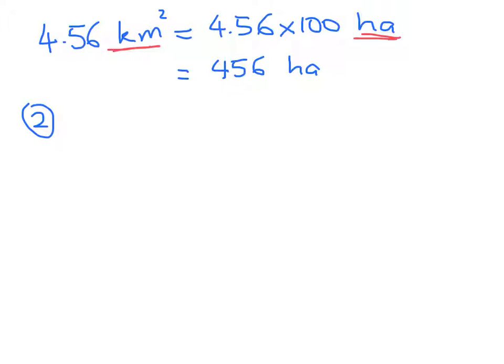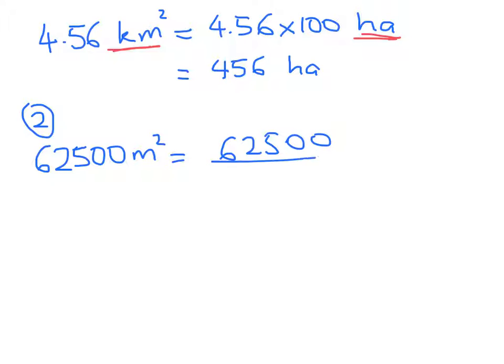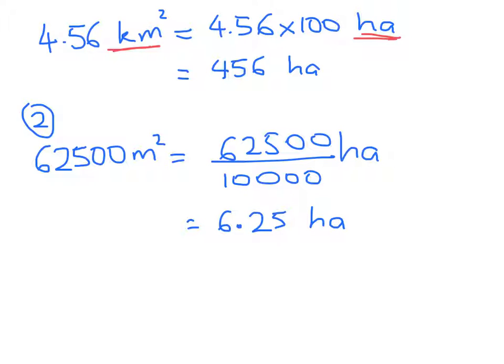On to question 2. Here we're converting from a small unit to a big one. So 62,500 metres squared is equal to 62,500 divided by 10,000 hectares. Moving the decimal point so that we get a smaller number, I end up with 6.25 hectares. It's worth checking that back, looking at that first digit and going 6 times 10,000 gives me 60,000, so that looks good.